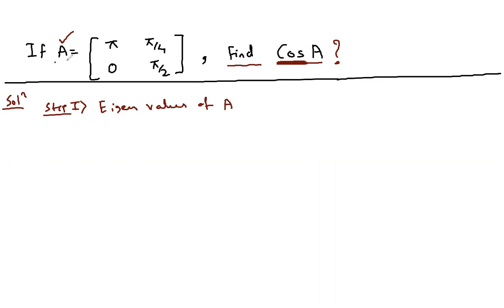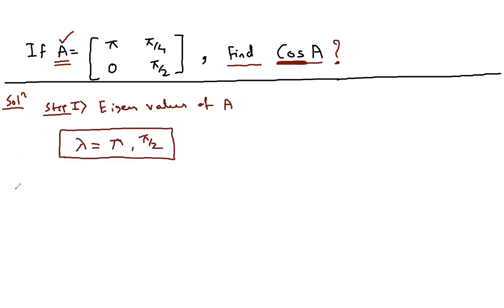But in our case, the matrix A that we have is an upper triangular matrix because the value below the diagonal is 0. And for an upper triangular matrix, finding eigenvalues becomes very simple because eigenvalues are the diagonal values. So here your lambda, the eigenvalue, is going to be pi and pi by 2. Okay, that's very simple and we already got that.